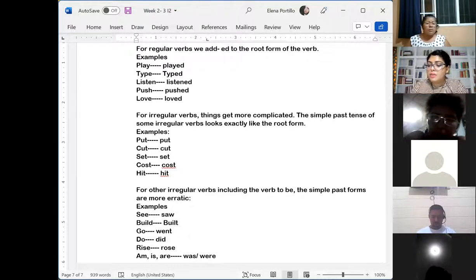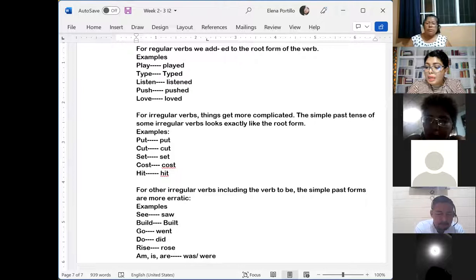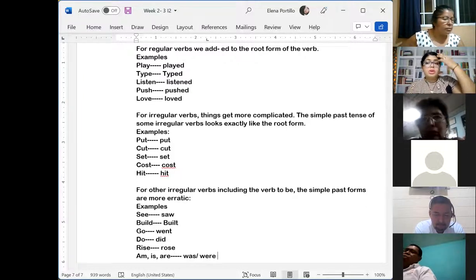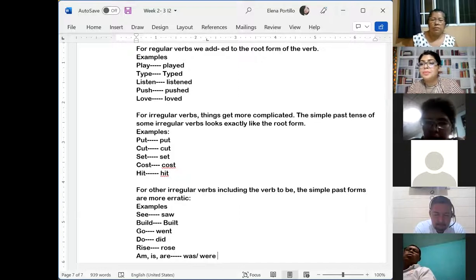The good news is that the verbs in the simple past tense, except for the verb to be, don't need to agree in number with the subject. In this case, when we are using the irregular verbs or the regular verbs, they don't have to agree in number, because we have the singular and plural. So in this case, it is not like that. It is not necessary to agree with the number because in these cases, we mark that they are in past.